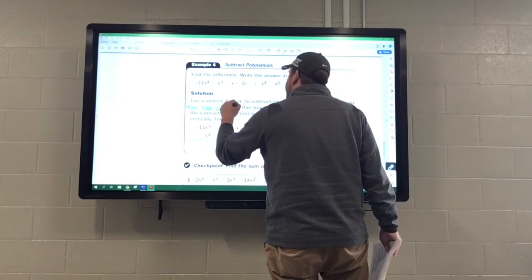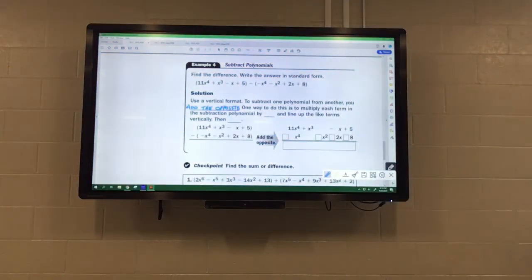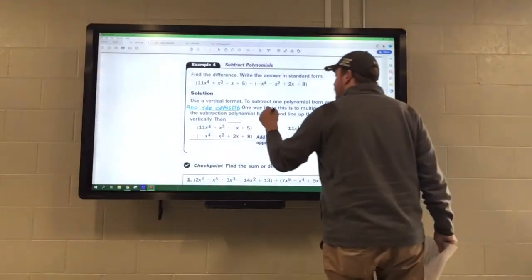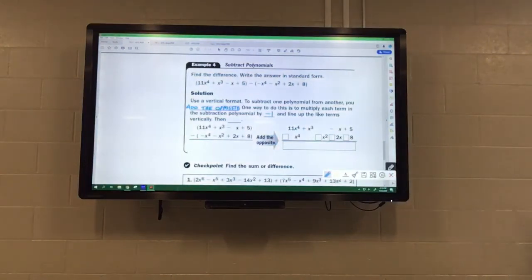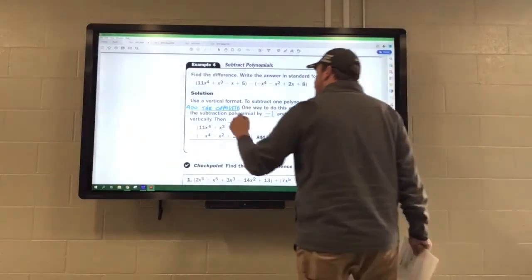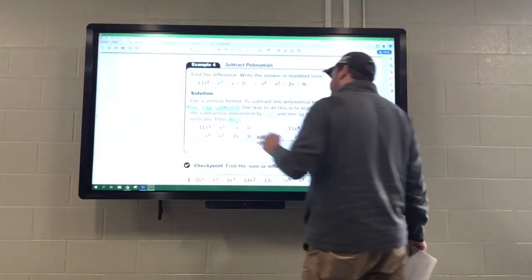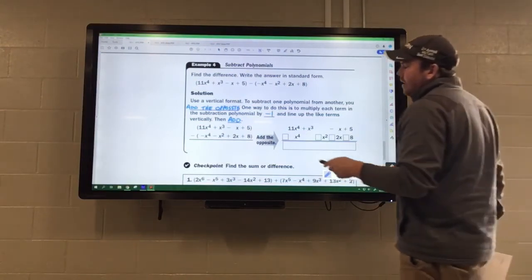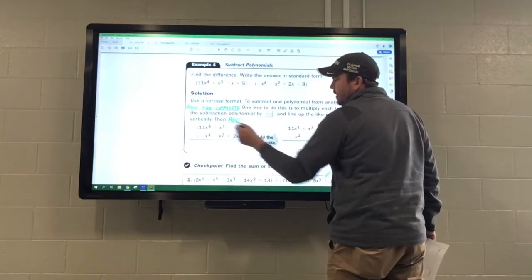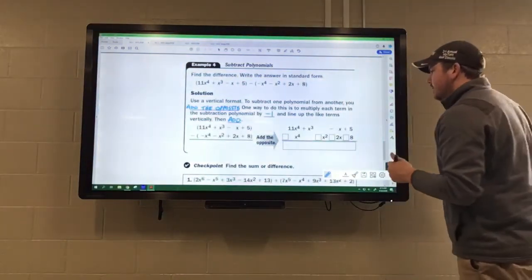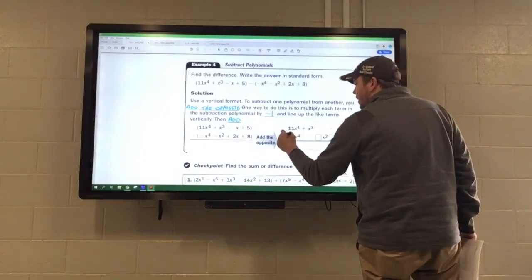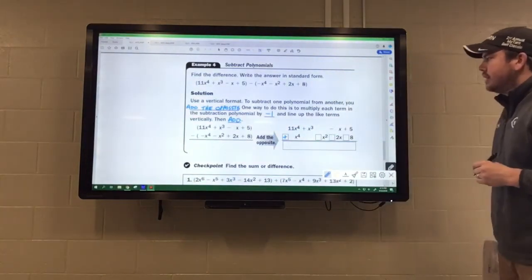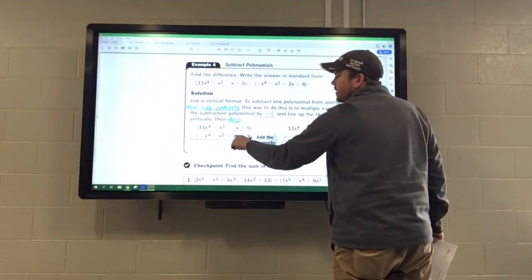Add the opposite. Okay? One way to do this is to multiply each term in the subtraction polynomial by negative 1. Then we line up the like terms vertically, and then we add. So let's do that. So, instead of doing 11x to the fourth plus x cubed minus x plus 5 minus all of this, here's what we're going to do. We are going to change this to an addition, and then we're going to multiply every single one of these terms by negative 1.